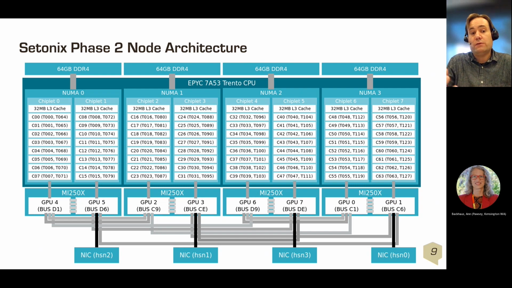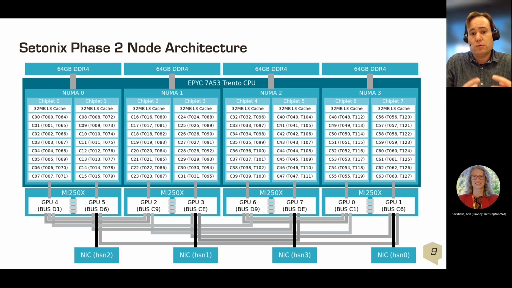So looking at an individual Phase 2 GPU node, we can see here in the center, there's the Trento CPU, and this is split into these 4 NUMA regions. So this stands for non-uniform memory access. So each NUMA region has its own RAM controller attached to it with 64 gigabytes of RAM for that total of 256 gigs per node.